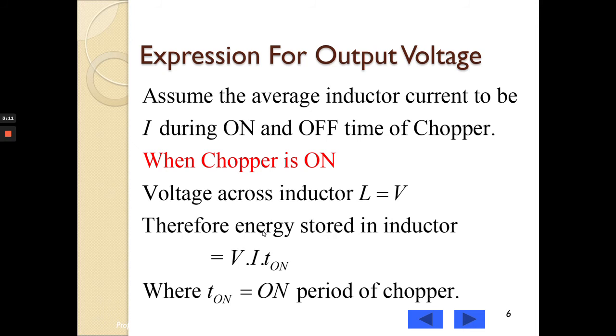Now we'll see the expression for output voltage. Assume the average inductor current to be I during the on and off time of the chopper. When the chopper is on, the voltage across inductor L is equal to V. Therefore, the energy stored in the inductor is given as V into I into T on, where T on is the on period of the chopper.